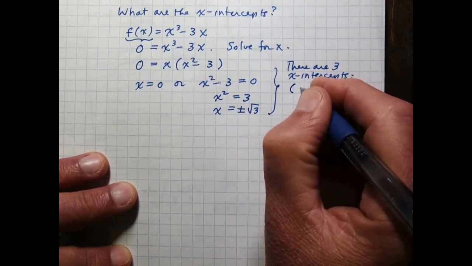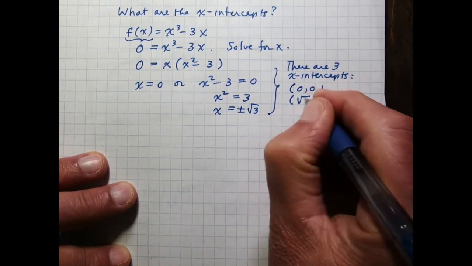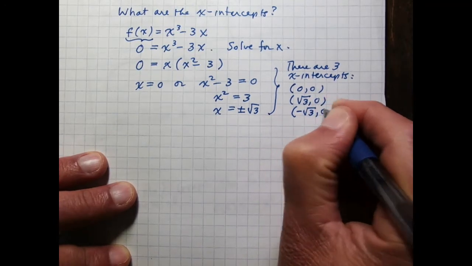And let's see, we got one is (0, 0), one is (square root of 3, 0), and the other is (negative square root of 3, 0).